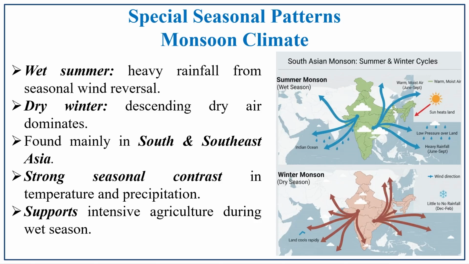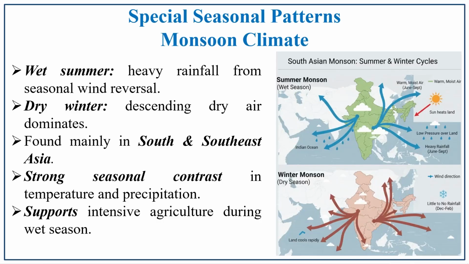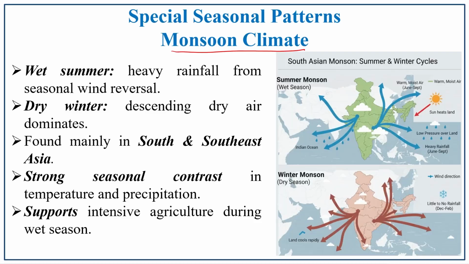So, apart from the various regular climatic seasons, we have special seasonal patterns also, that is monsoon climate. We all know that India, our country, is a monsoon country. That particular type of climate comes under a special seasonal pattern, that is a wet summer with heavy rainfall from seasonal wind reversal, and a dry winter where descending dry air dominates. So, these are the special characteristics of monsoon.